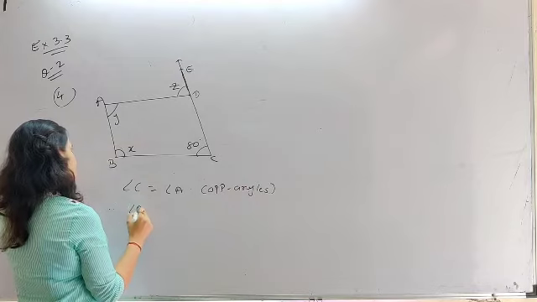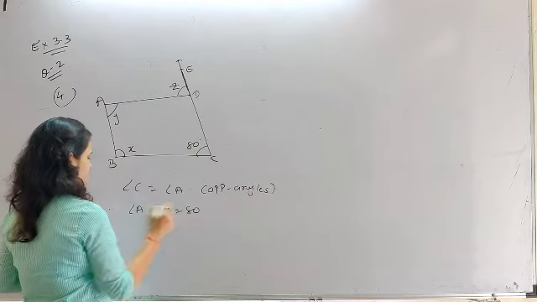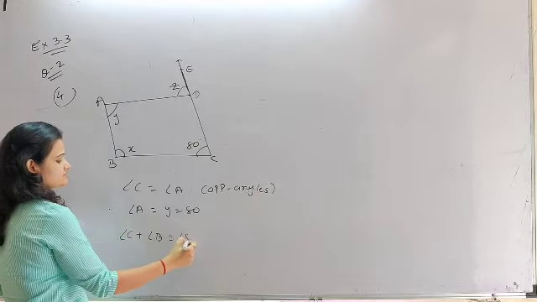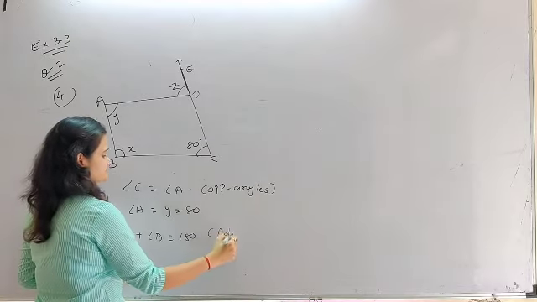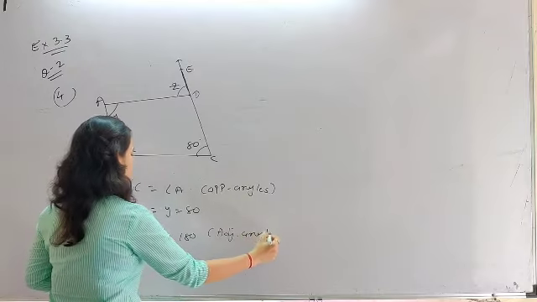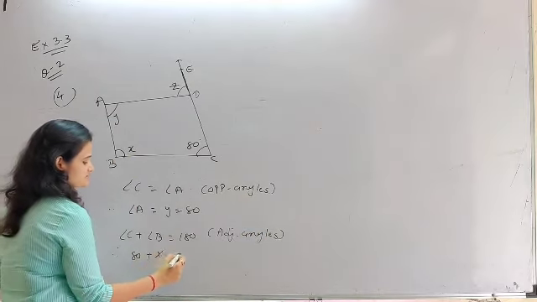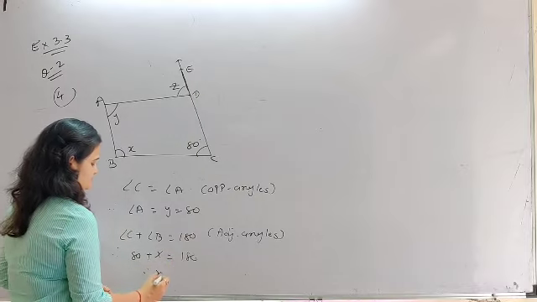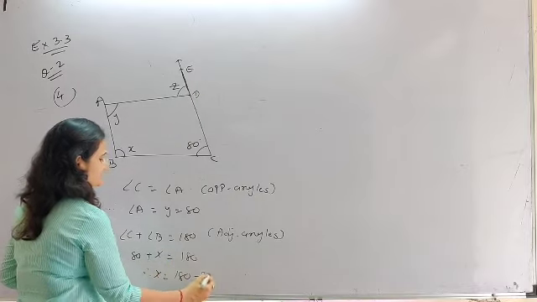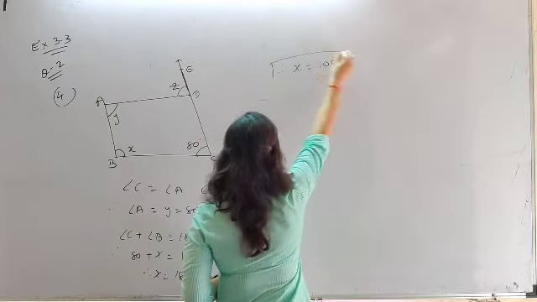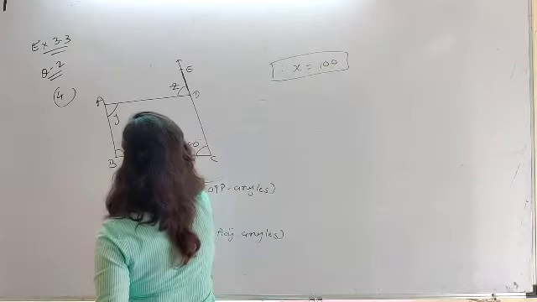Therefore angle A is equal to y is equal to 80. Similarly angle C plus angle B is equal to 180, adjacent angles. So angle C is 80 plus x is equal to 180. So x will be 180 minus 80. So x is equal to 100.